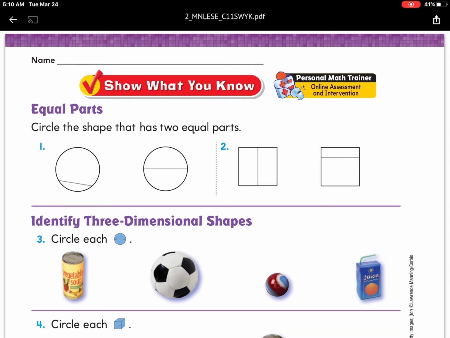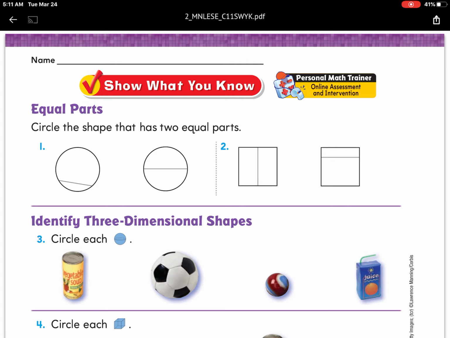In this chapter, we are going to learn more about two-dimensional shapes and three-dimensional shapes. We will know how to combine them, what are the angles of the two-dimensional shapes, what are the features and the characteristics of the three-dimensional shapes. We will know a lot about geometry.